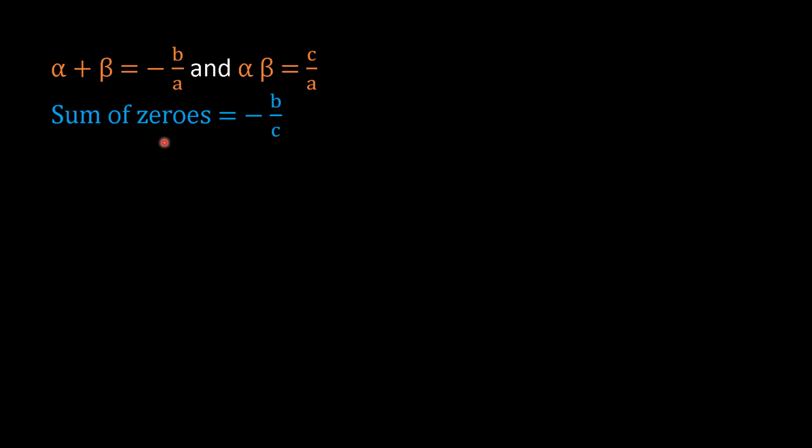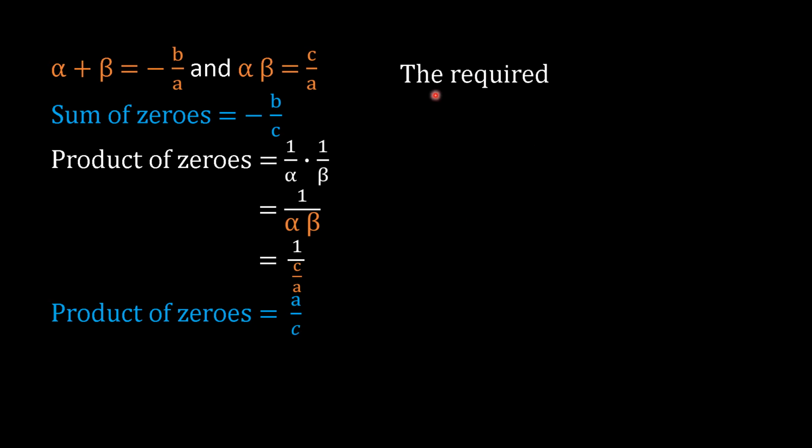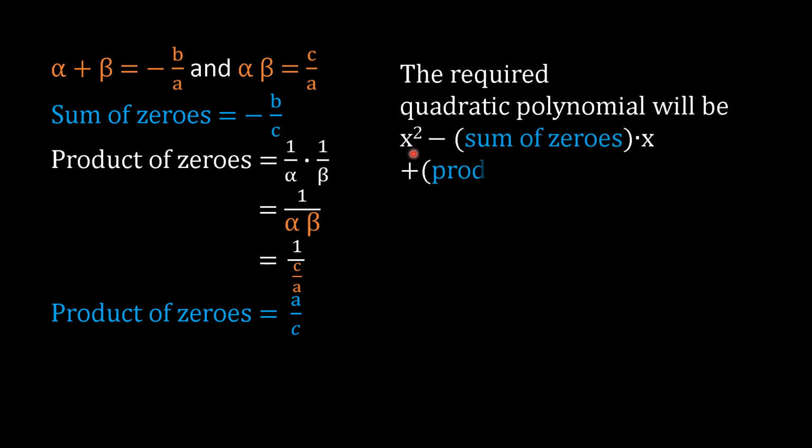For the new polynomial, we have just found out the sum of zeros to be minus b upon c. Now we will find out product of zeros, that is 1 upon alpha multiplied by 1 upon beta, which will be 1 upon alpha beta, but alpha beta is c upon a, so we write 1 upon c upon a. Now this a will go up here and product of zeros will be a upon c. Now the required quadratic polynomial will be x squared minus sum of zeros times x plus product of zeros.